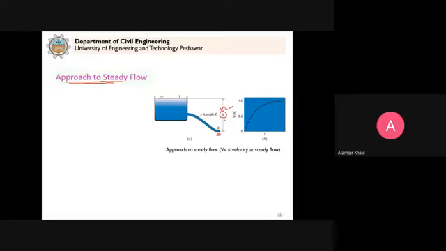Look here, when the flow occurs at this point 2, when you suddenly open the valve, the flow will accelerate. But as the time passes, this flow will try to approach steady flow. Now we are not saying the flow will become steady flow. That's why the topic is approach to steady flow. So this time we are interested in calculating that when you open the valve, the flow will accelerate due to this head available, but then as the time passes, it will approach the steady flow condition.